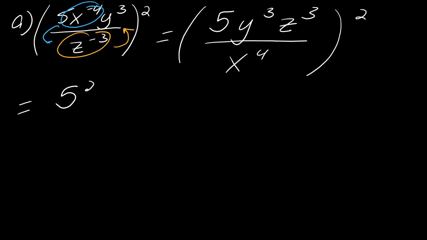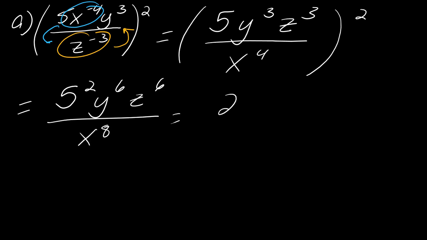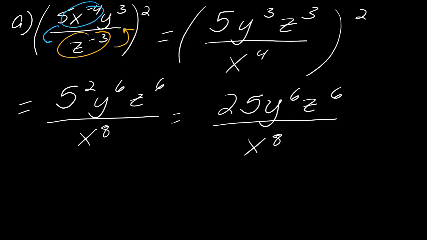Now you want to make sure that you square that 5. All these other exponents get multiplied by that 2 on the outside. So this becomes 25 y to the 6, z to the 6 over x to the 8th. In general, if you miss something with this, I find that it's usually because you probably just inverted a negative exponent or something.